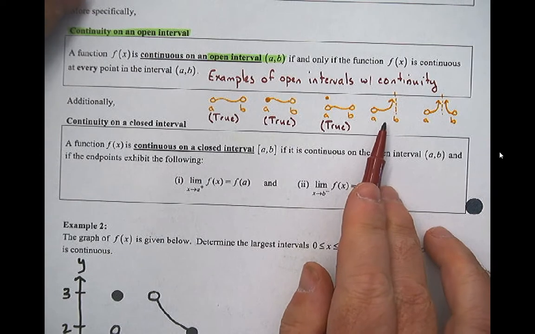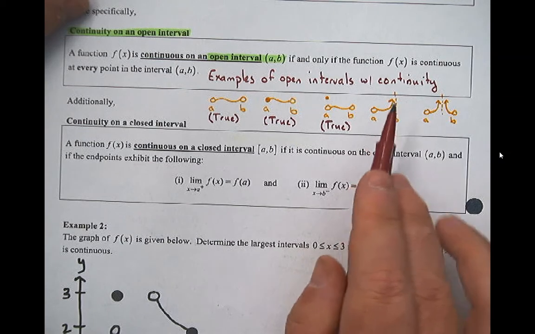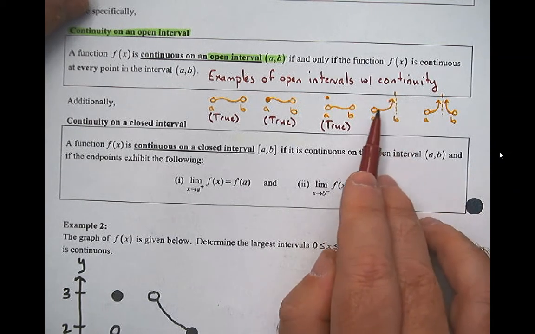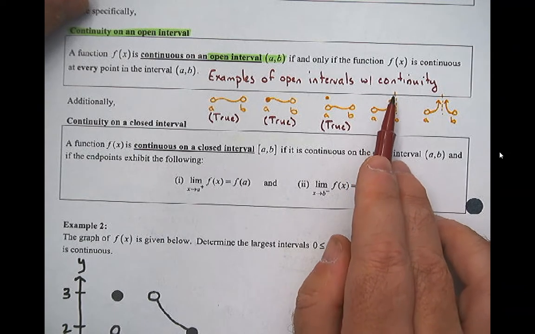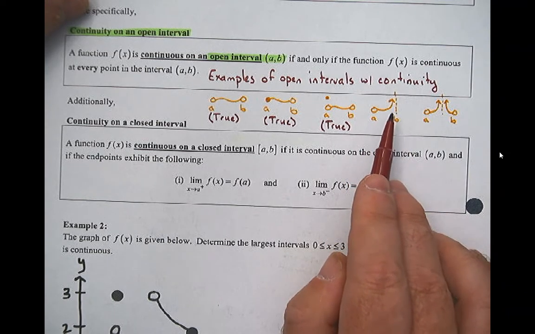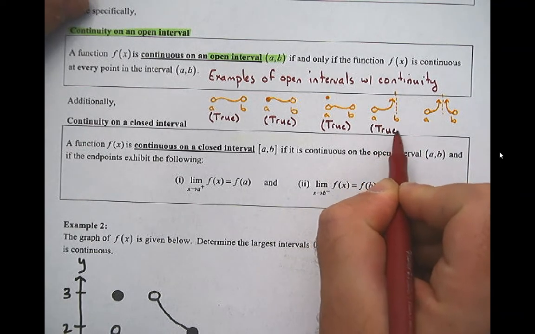Now we start to get to some asymptote stuff, and this one gets a little bit tricky, but remember, you're talking about an open interval. I'm not including this, and I'm not including this very end, so I can get as close as I want. There is a point all the way up until B, just not at B. So this is also true.